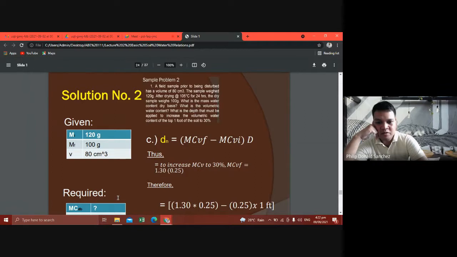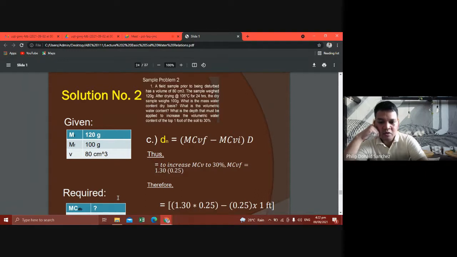What is 0.25? The 0.25 is just the depth that you needed, right? So no, not the depth needed, the depth of root zone. Alright? So the depth of root zone is 0.25. Therefore, 1.3 because it will increase by 30%. So 1.3 times 0.25.